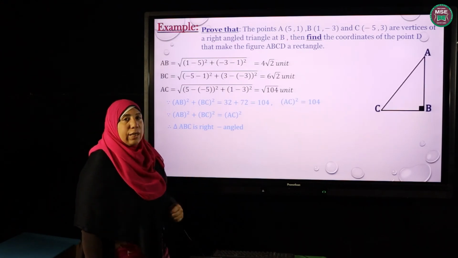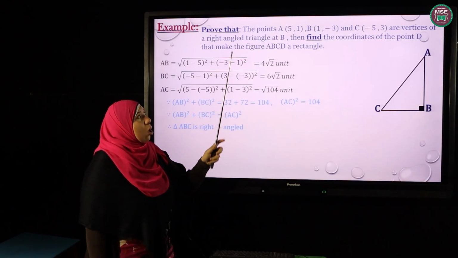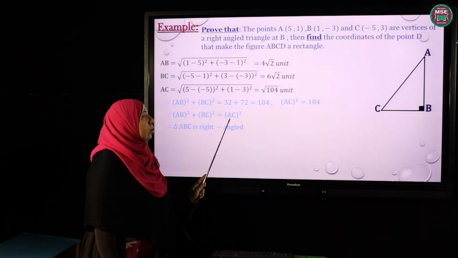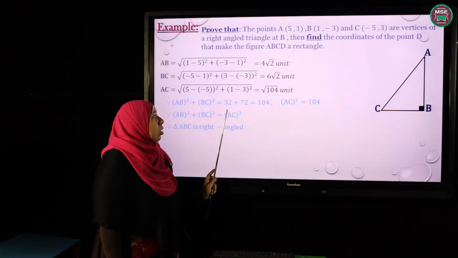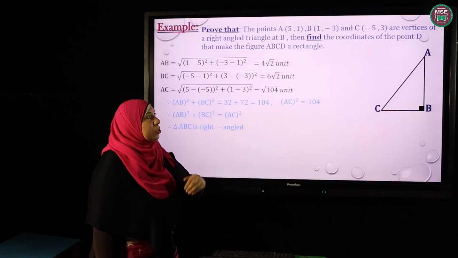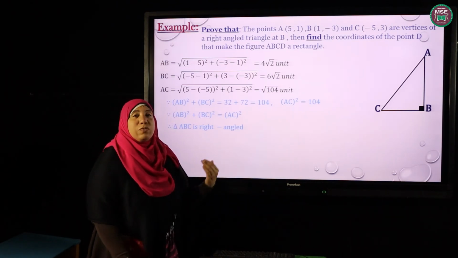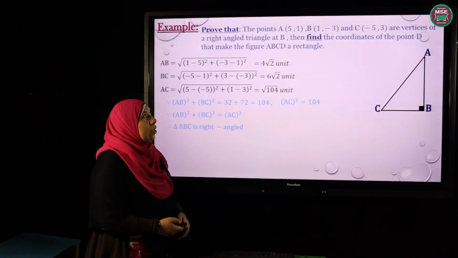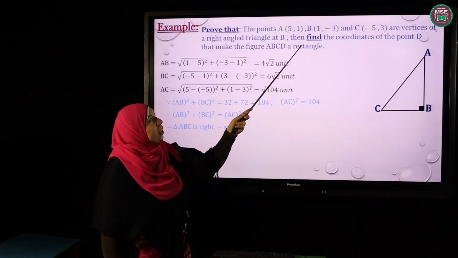If I draw a right angle triangle here, ABC, with the right angle at B, AC squared is the greater side, so it is the hypotenuse and opposite to B, so B is a right angle. Now I have proved that ABC is a right angle triangle, and this is not the end. There is another part to complete the question.